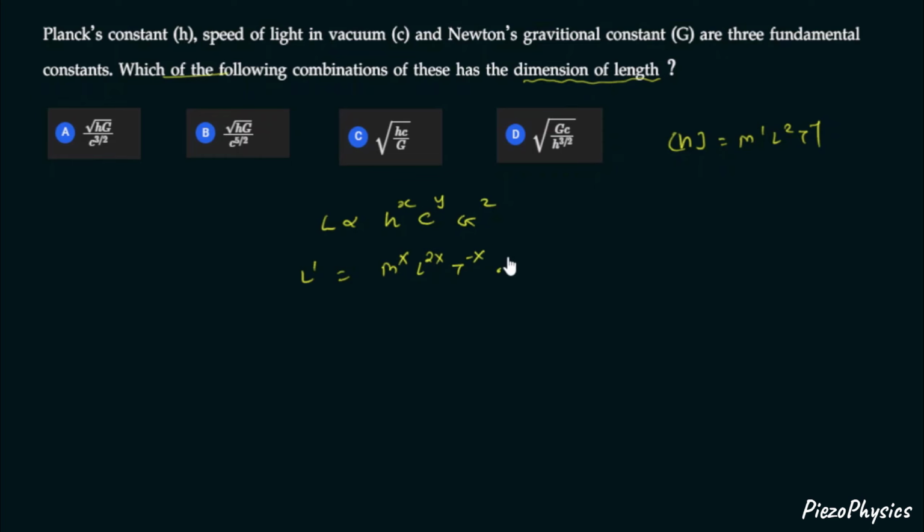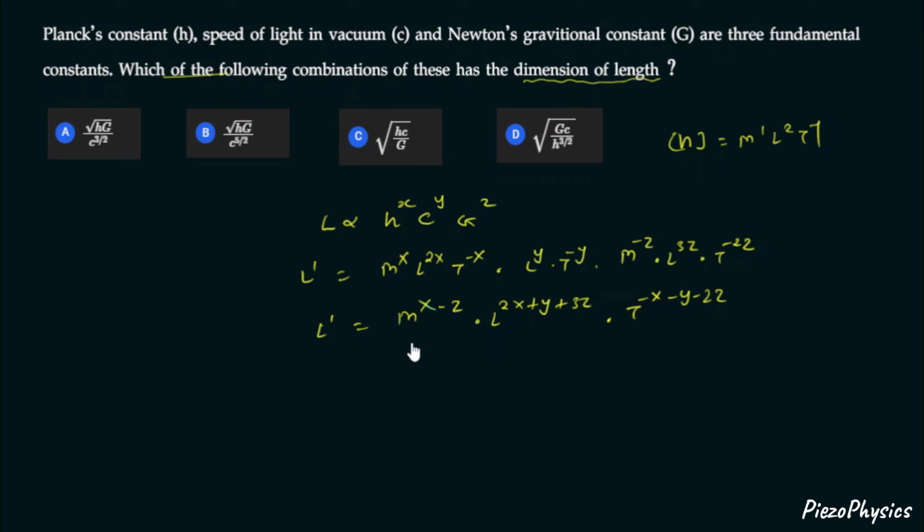The dimension of speed of light is L1 T minus 1, so it can be written as L^y T minus y, and the dimension of gravitational constant is M minus 1 L3 T minus 2, so it can be written as M minus z L^3z T minus 2z. So on the right hand side we will have M^(x minus z) L^(2x plus y plus 3z) T power (minus x minus y minus 2z). And on the left hand side we have L1.